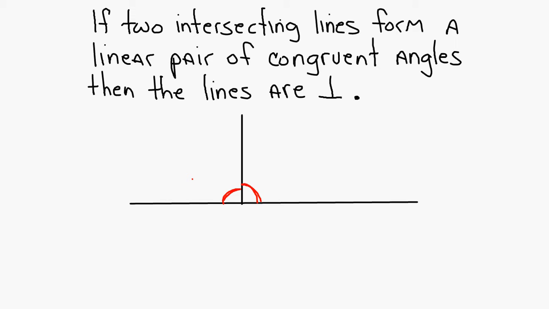If two intersecting lines form a linear pair of congruent angles, they're congruent to each other, then the lines are perpendicular. All right, so these two lines intersect at 90 degrees. The only way that these two angles can be equal to each other and add up to 180 is if they're both 90, right? Okay? So if you're given this picture, you know that both of these angles are 90 degrees.